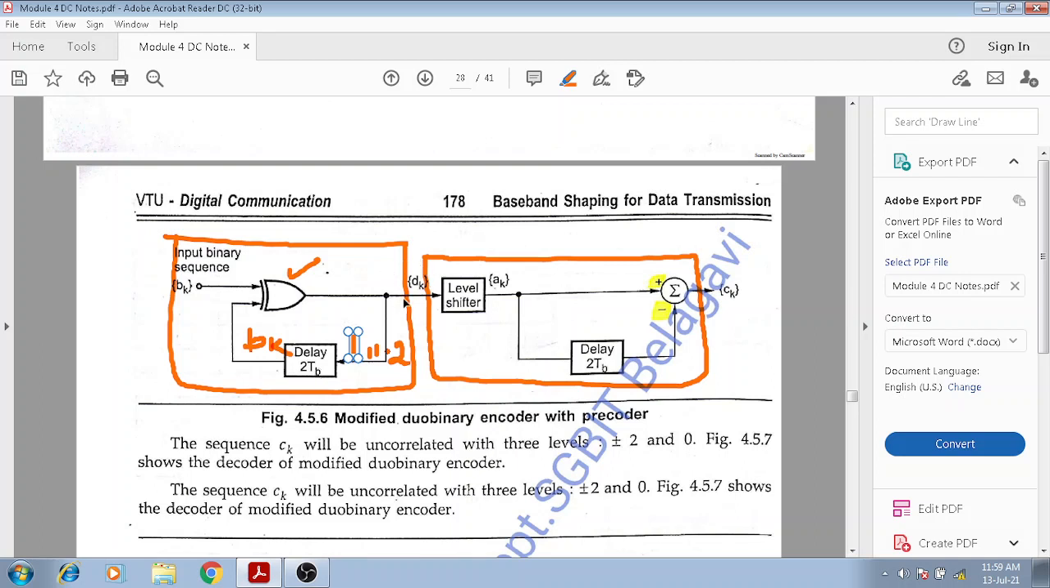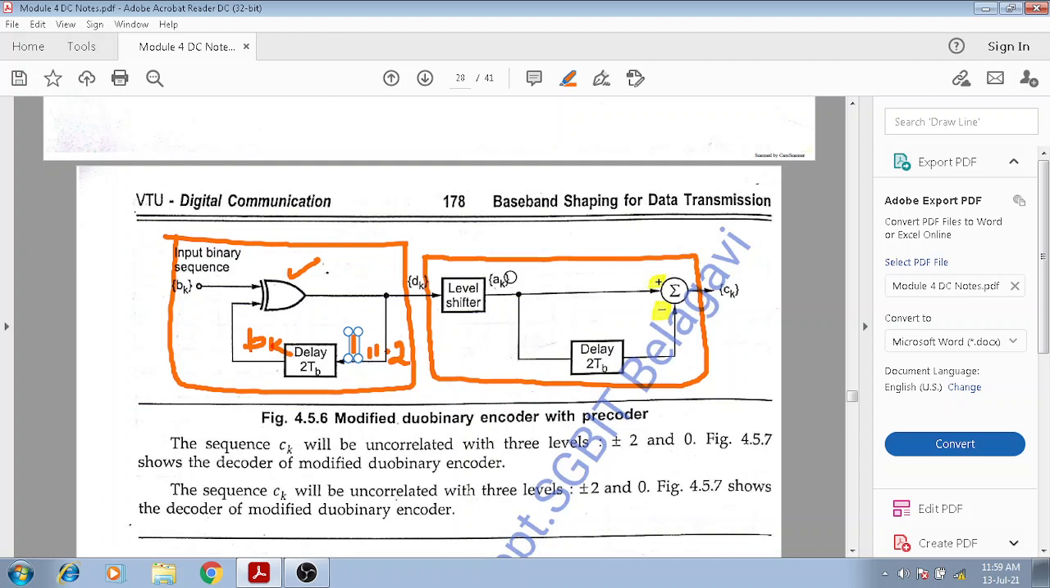And this precoded sequence consists of what? Binary logical values, zeros and ones. This sequence is converted into a 2-level sequence using either a level shifter or a bipolar NRZ coder format, and this AK consists of +1 and -1 values.